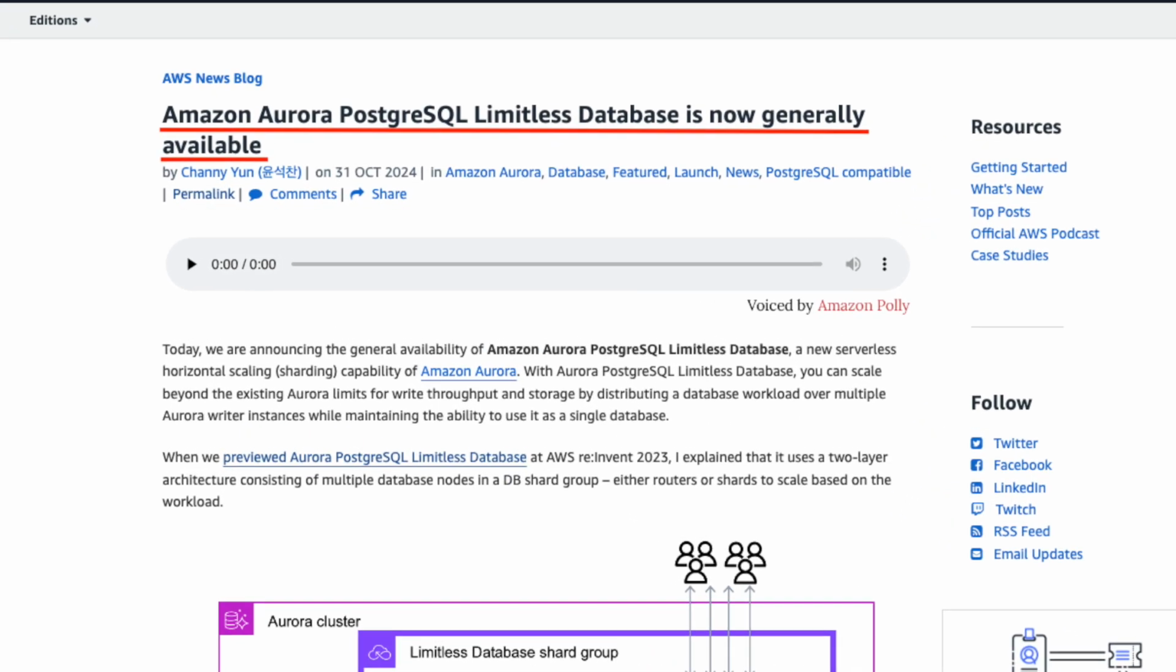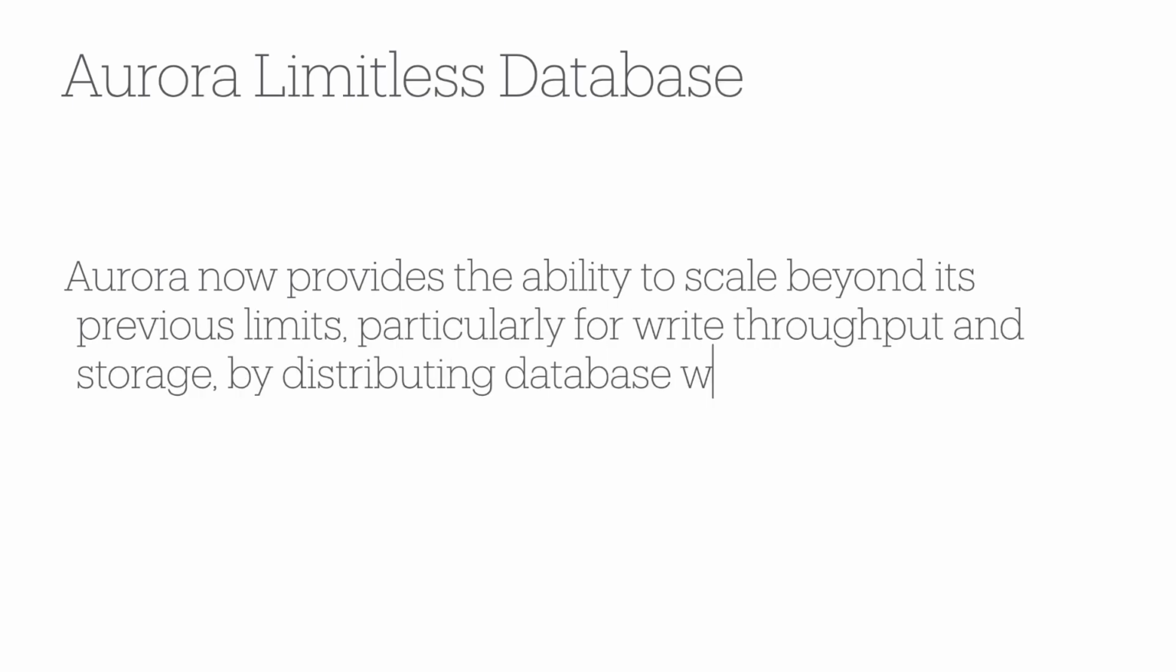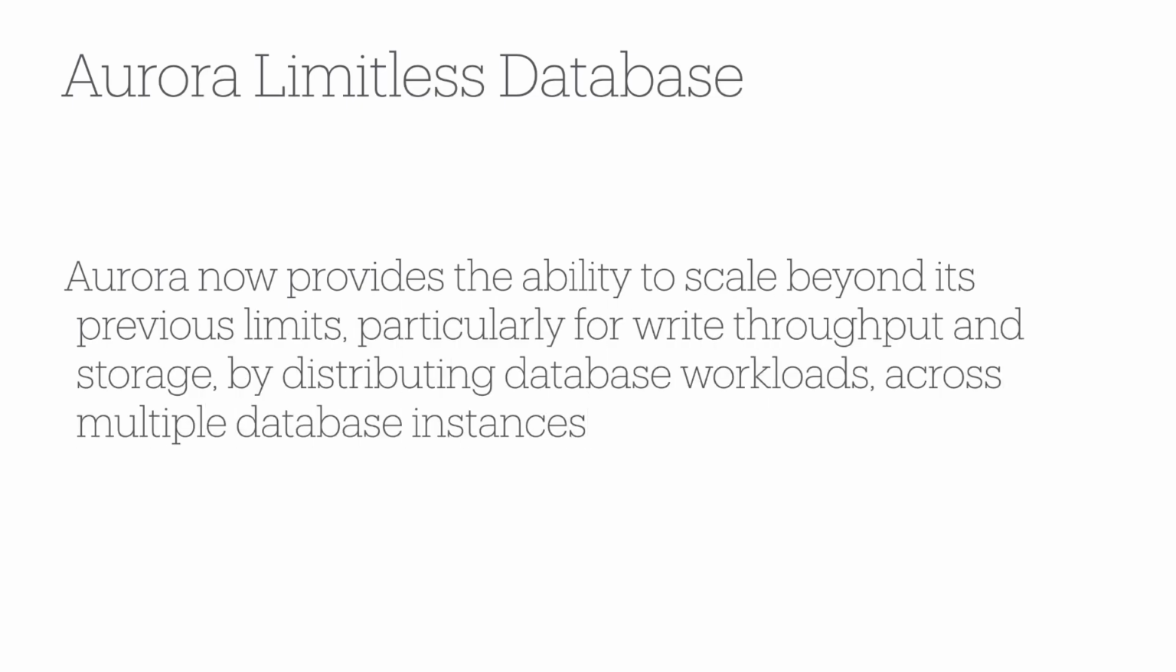With this feature in place, Aurora now provides the ability to scale beyond its previous limits, particularly for write throughput and storage, by distributing the database workloads across multiple database instances. Please note that the Limitless database is only available when you're choosing Postgres as the database engine.